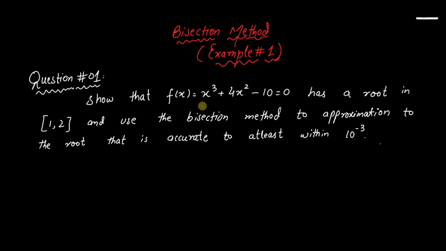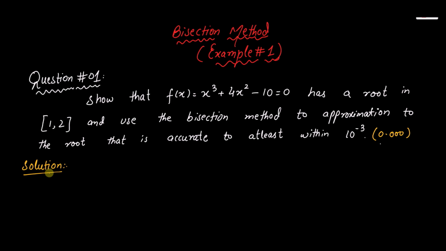We are given example number 1, and we need to show that the function x cubed plus 4x squared minus 10, a nonlinear equation, has a root in this interval, and use the bisection method to approximate the root accurate to at least within 10 raised to the power minus 3. So 10 raised to the power minus 3 means we need to check the accuracy to 3 decimal places, that is, after the decimal we have 3-digit accuracy. So let's begin with the step-by-step solution.